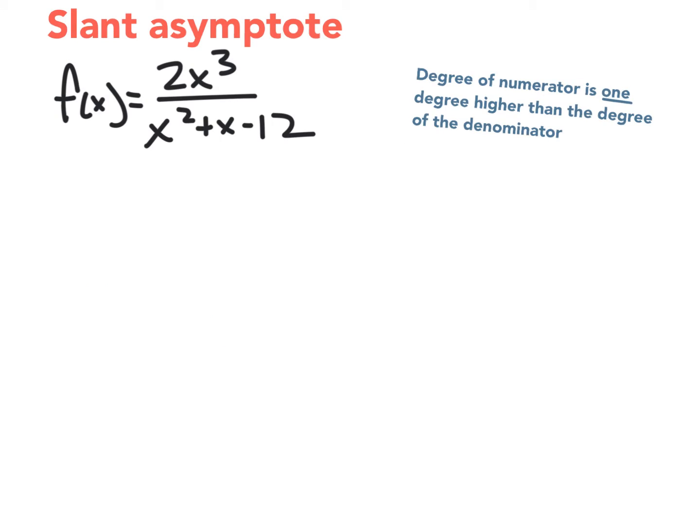All right, slant asymptotes. We should remember that if the degree of the numerator is larger than the denominator, then there's no horizontal asymptote. But sometimes there might be a linear slant asymptote. And that happens whenever the degree of the numerator is 1 degree larger than the degree of the denominator. And to find that slant asymptote, we're going to use polynomial long division.